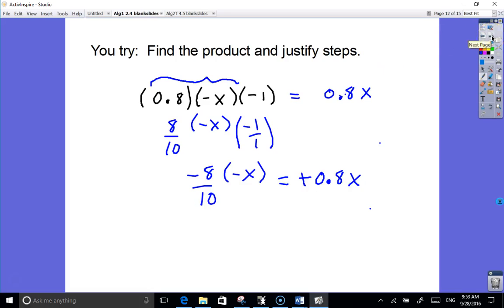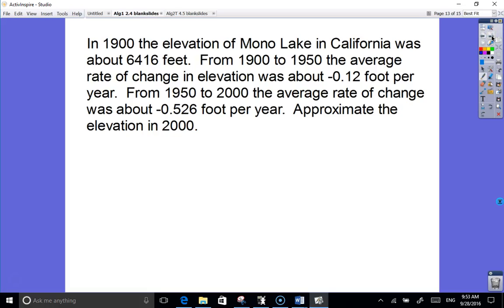That's not really a good example of how you get asked to do properties on the SOL. Okay, let's see this one. In 1900, the elevation of Mono Lake in California was about 6,416 feet. From 1900 to 1950, the average rate of change in elevation was minus 0.12 feet per year. Okay, from 1950 to 2000, the rate of change was about negative 0.526 feet per year. So how much did it lose from 1900 to 2000?